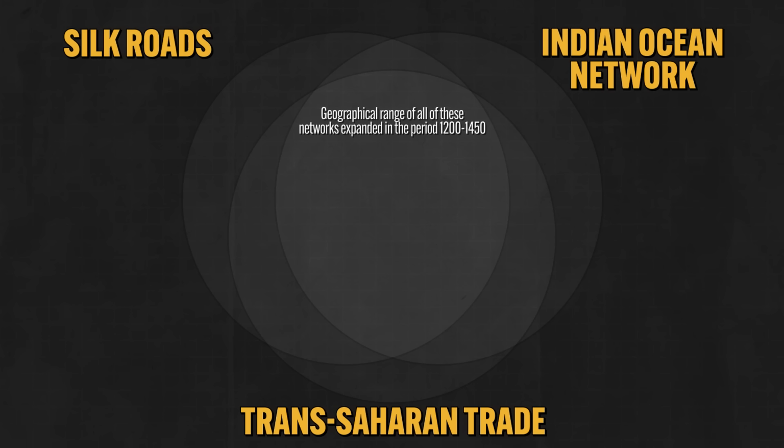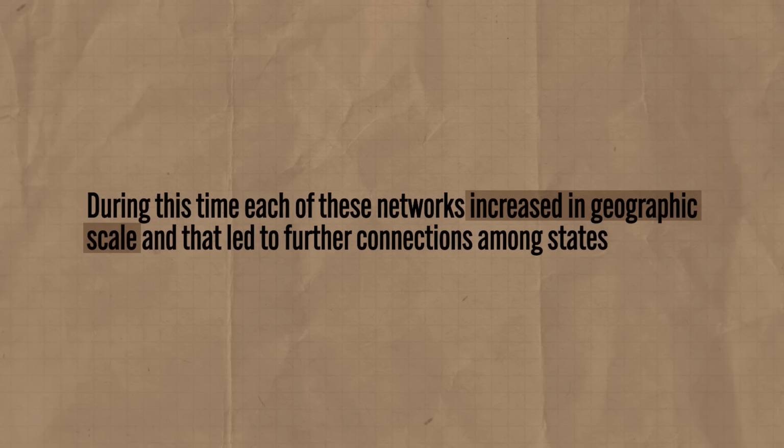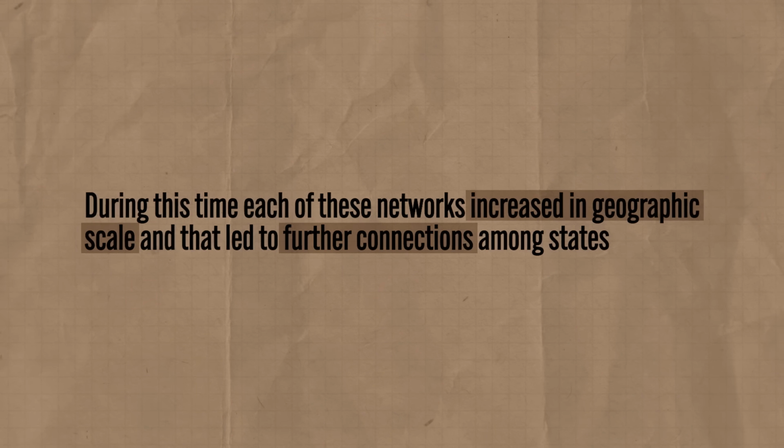And now back to general developments among the major networks of exchange. First, in the period 1200 to 1450, the geographical range of all these networks expanded. And to be clear, all three of these networks existed for a long time before 1200, but the thing to remember is that during this time, each of these networks increased in geographic scale, and that led to further connections among states in this part of the world.